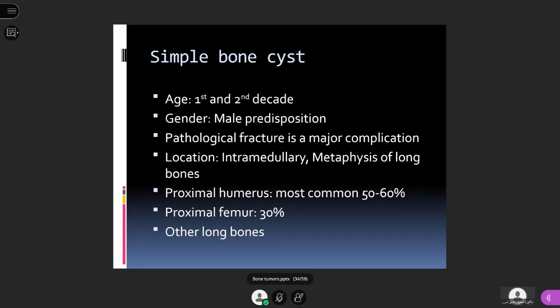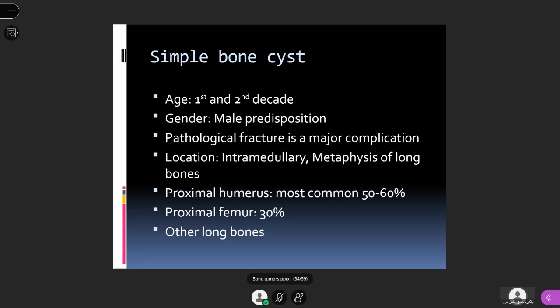Okay, simple bone cysts now. These are bony tumors which don't have any specific origin, about which we are not sure of the origin. So first and second decade, or you can say from 0 to 20 years, from an infant to 20 years, that is the age group. Males are again more commonly affected. Pathological fracture is a major complication. What is a pathological fracture? Pathological fracture means a fracture which develops on the background of a disease, of a bony disease.